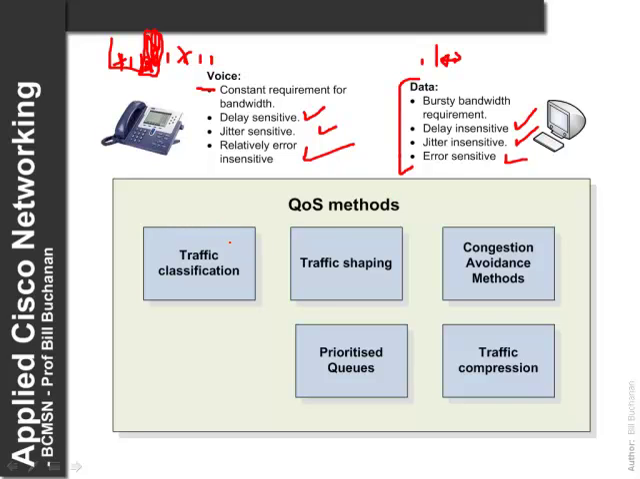The key factors that we'll see in quality service are to classify the traffic, to try and shape it in some way, to define prioritized queues for voice and data, to try and avoid congestion before it happens, and to try and compress different traffic flows.